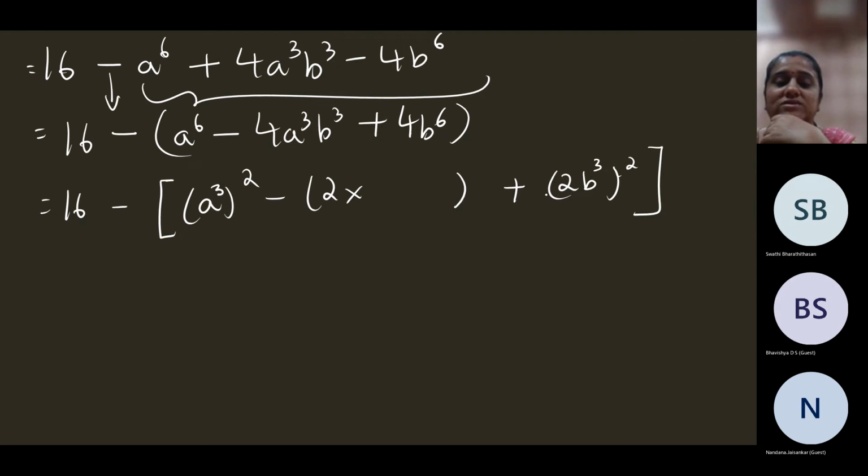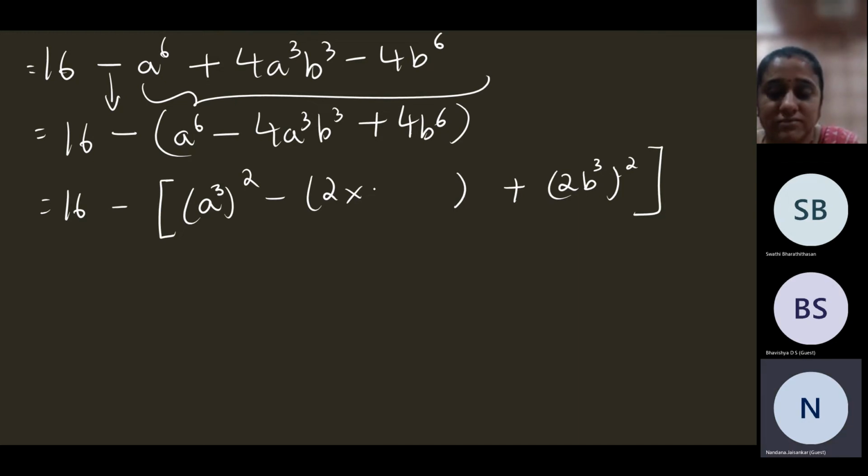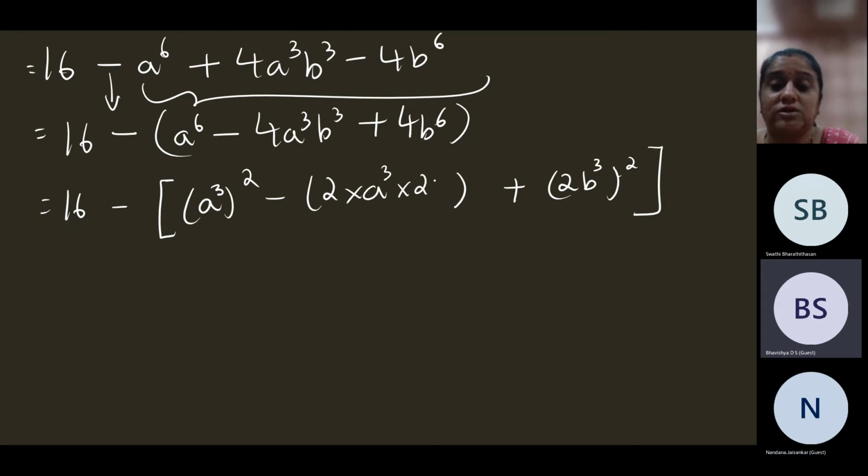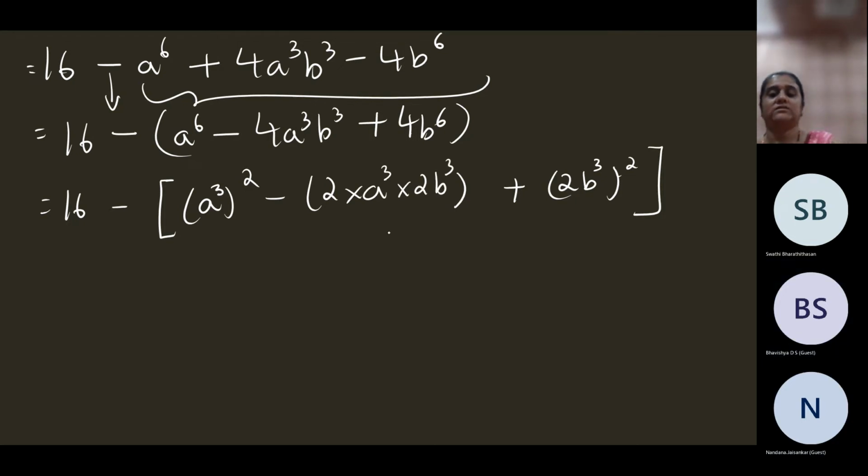Yes, children. So the last term is right. Now the middle term, 2 into a cubed into 2b cubed, ma'am. Now check if you're getting the middle term. 2 2s are 4, a cube, b cube. You are getting it. Correct.